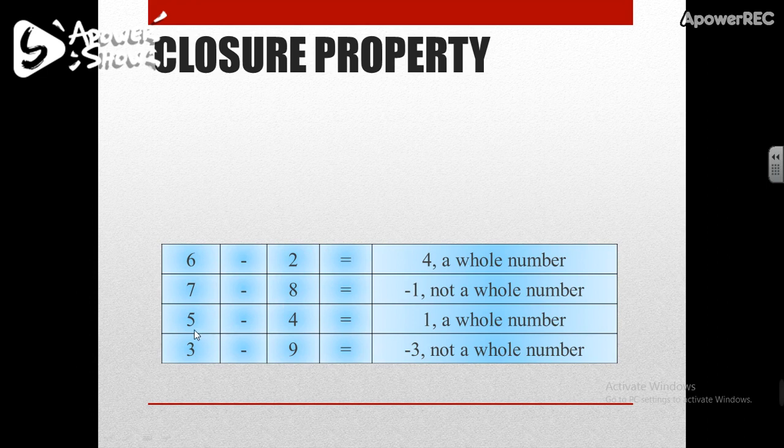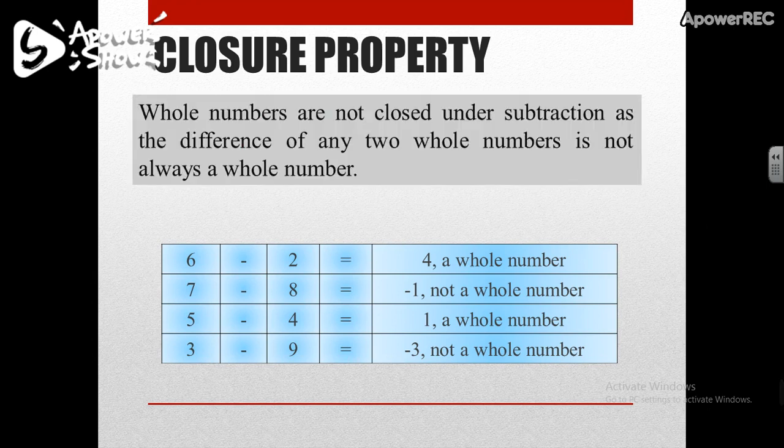So -1 is not a whole number. Now let's move on to the third example. In the third one I am subtracting 4 from 5. After subtraction I am getting 1, which is again a whole number. Now subtract 9 from 3. After subtraction I am again getting -3, a negative number, which is not a whole number. So in case of subtraction I am getting a whole number as well as not a whole number, which means whole numbers are not closed under subtraction.